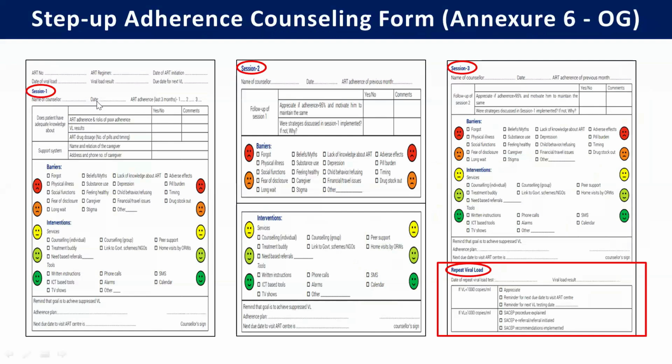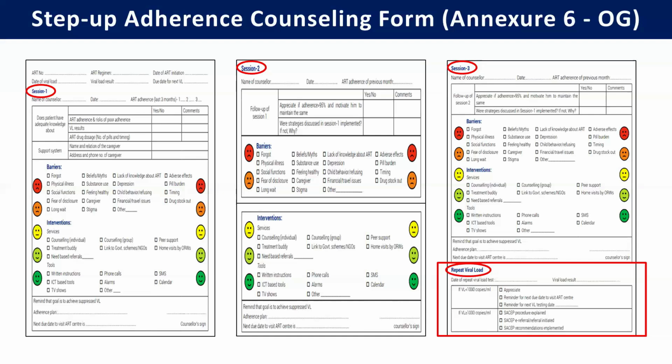So, now for our SACEP of JJCOE, when it is written that adherence is more than 95% and at the end of 3 months still the viral load is high, we ask for the scanned photographs of these step-up adherence counseling forms so that we can find out what the actual barriers are, what is actually written. And many times when we ask for such forms, the ART center has not provided these forms. That means it is not followed.